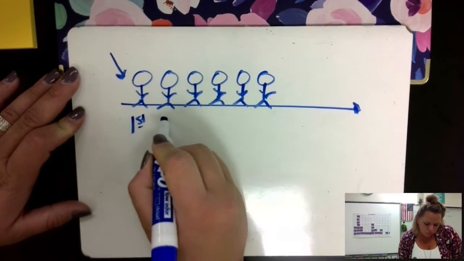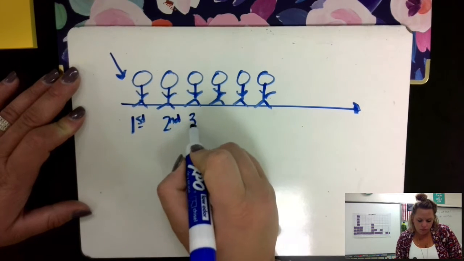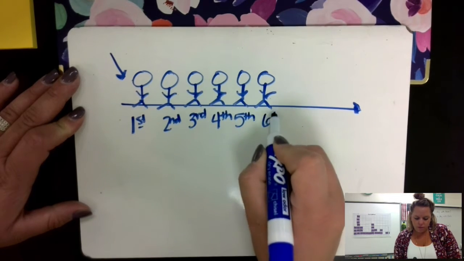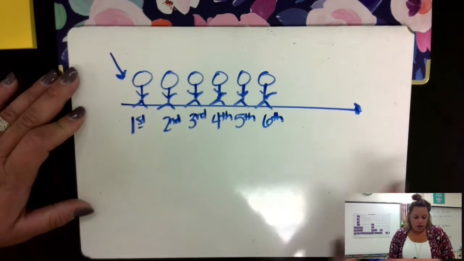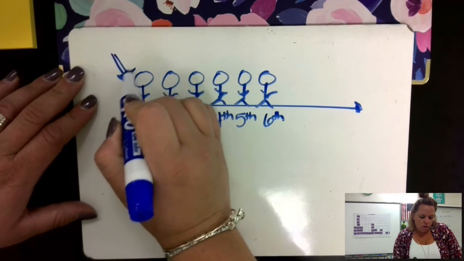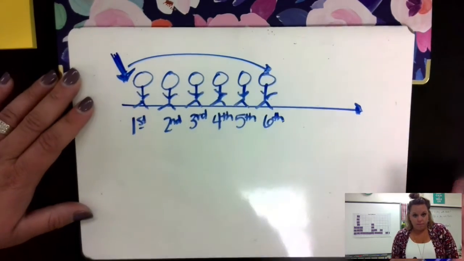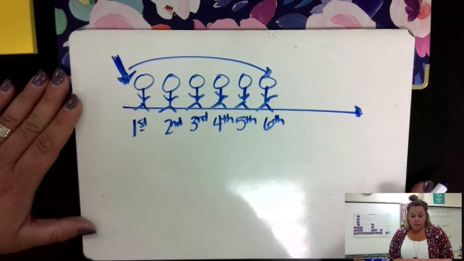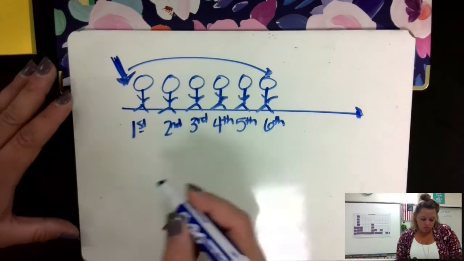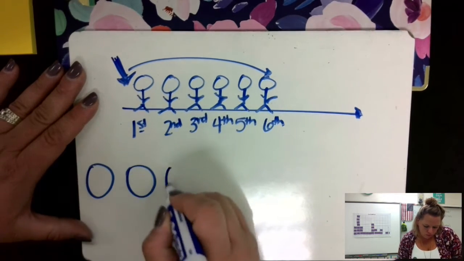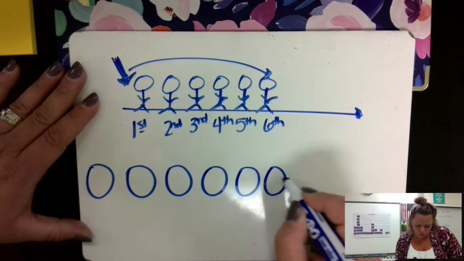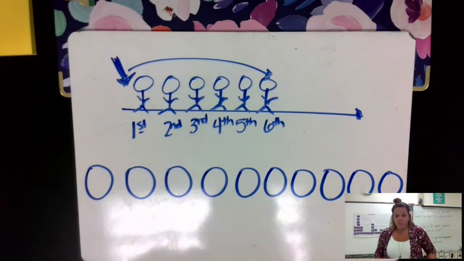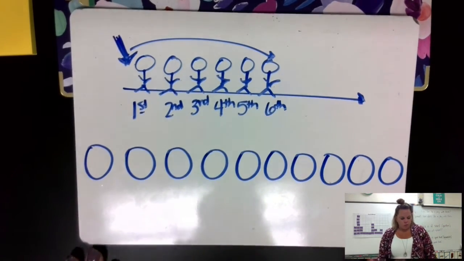First, second, third, fourth, fifth, and sixth. Okay, remember we always start at the left and we work our way to the right. All right, now this time we're going to have more than 6. I'm gonna go that far right now and I'll be redrawing very soon.